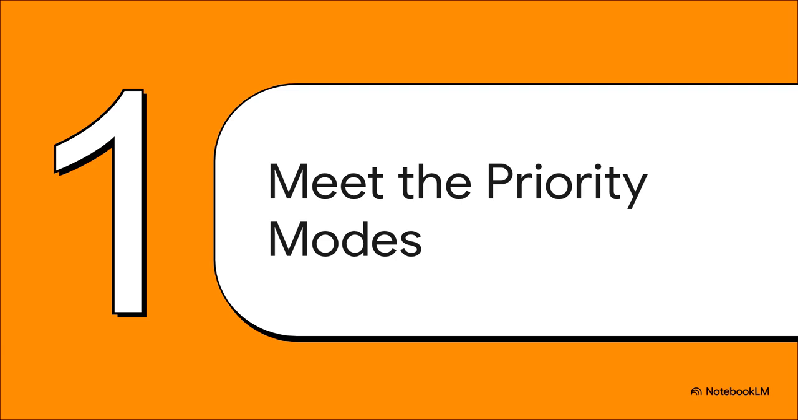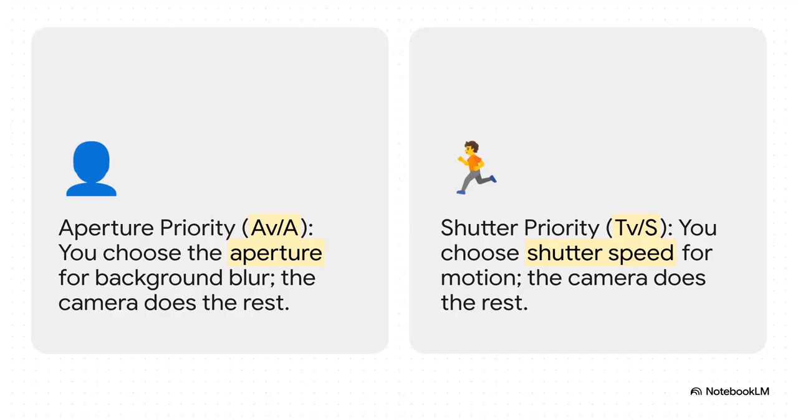So, the big question is, how do we do that? How do we break out of auto without getting completely lost in a sea of settings? Well, the answer is something called priority modes. Seriously, this is your first best step towards taking back control. Think of these modes like training wheels for your camera. They're perfect. They let you focus on just one creative decision while the camera handles the technical stuff.